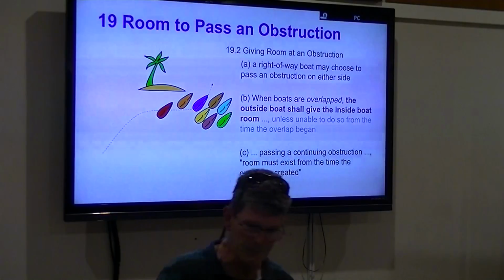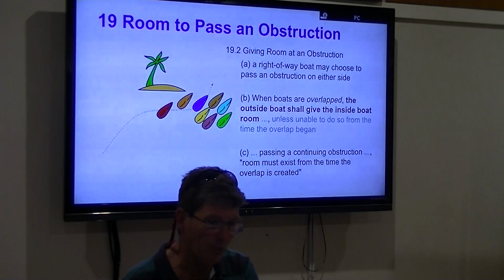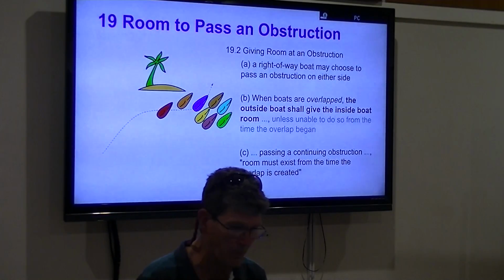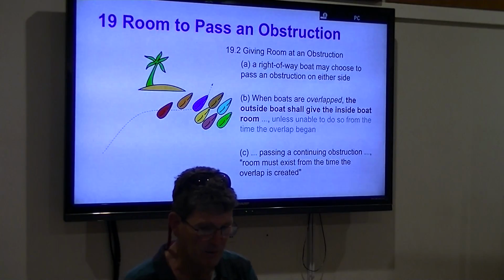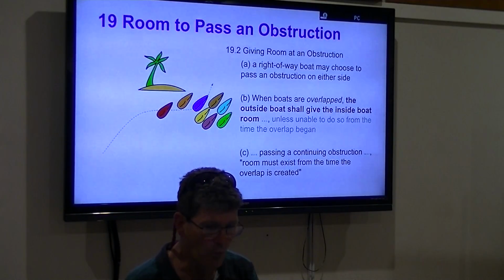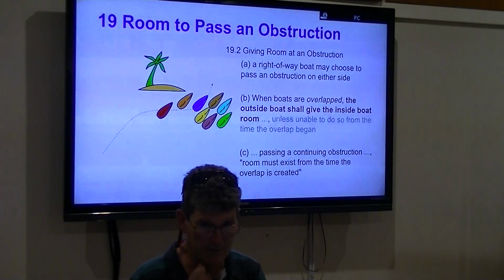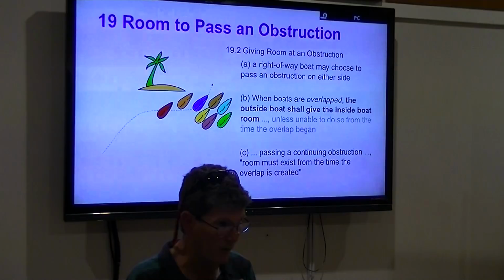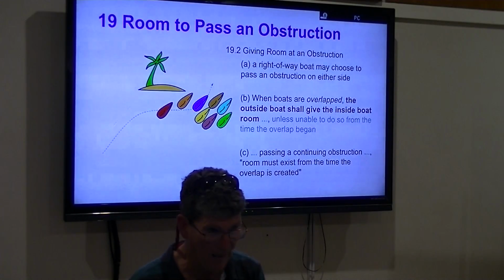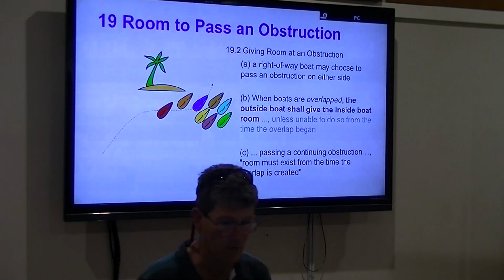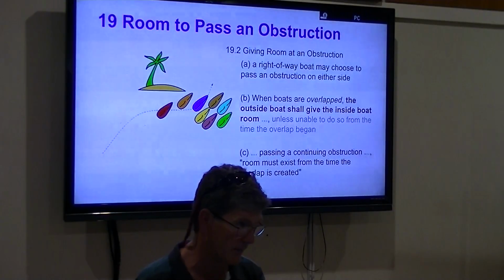So, rule C sort of hammers that home a little bit more. If it's a continuing obstruction, like an island, room must exist from the time the overlap is created. So if a boat had already set its course, and you come in and create the overlap, and there is no room, there is no gap, then you can't put your nose into the gap.